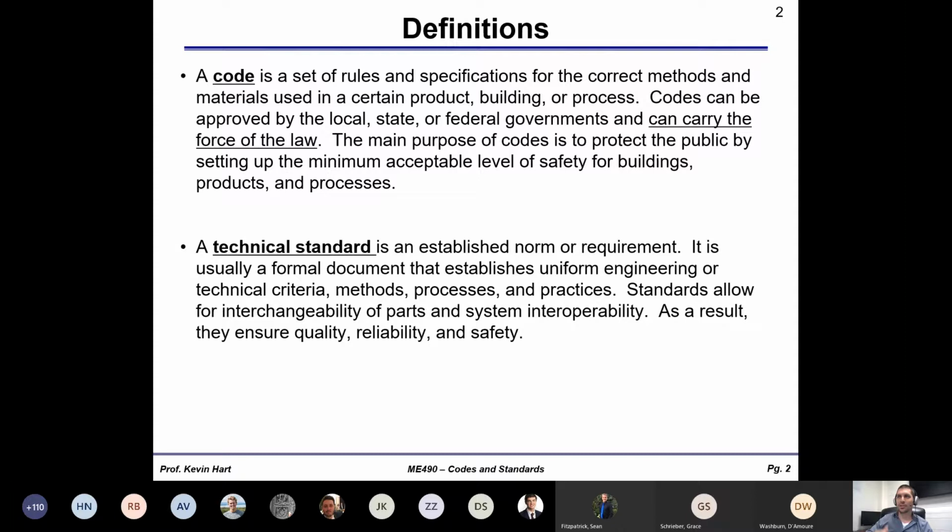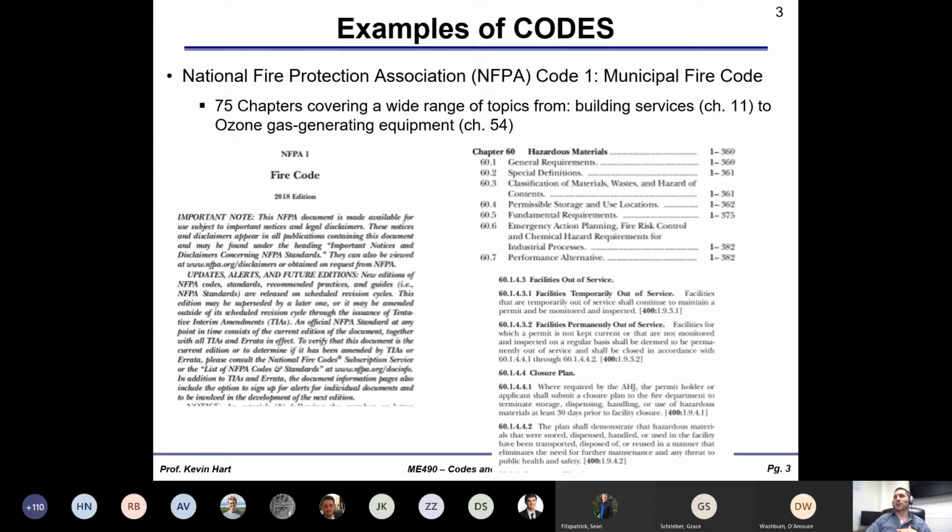All right, so that's the difference between codes and standards. A standard does not carry the power of law, but the code, rawr, definitely does. All right, here's an example of a code. I pulled this from the National Fire Protection Association fire code. So here's code number 1 of this particular fire code. It's the municipal fire code. And so they have this sort of preamble here, kind of on the left-hand side.